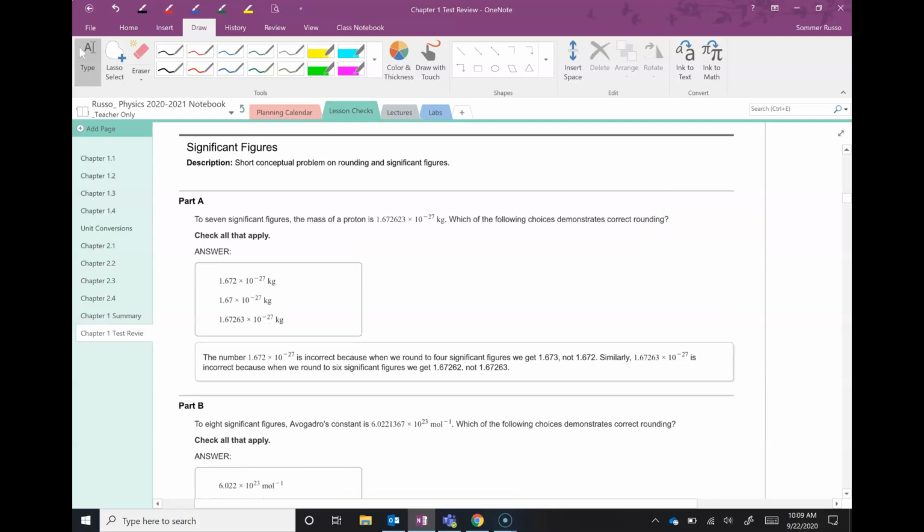We are more interested in significant figures. We want to know which of these choices signify correct rounding.